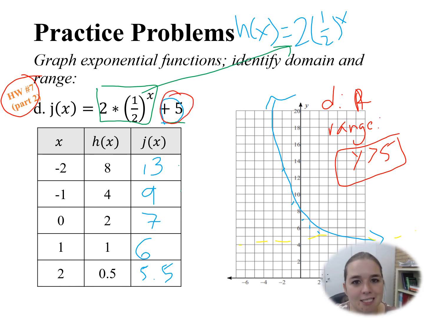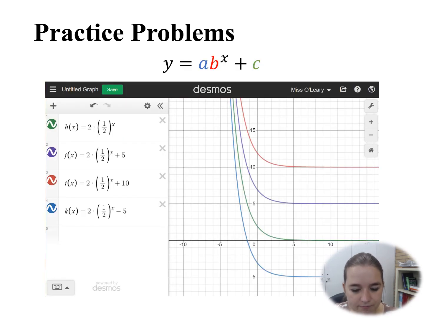And so let's take a look on Desmos at what this looks like. When I plug them in here, I have the original h of x is green. It's that first green one here. I can trace over it a little bit. The green one is h of x. And then j of x is that one in purple. I shifted it up 5 units. And I can do the same thing if I shift it up 10 units or if I shift it down.